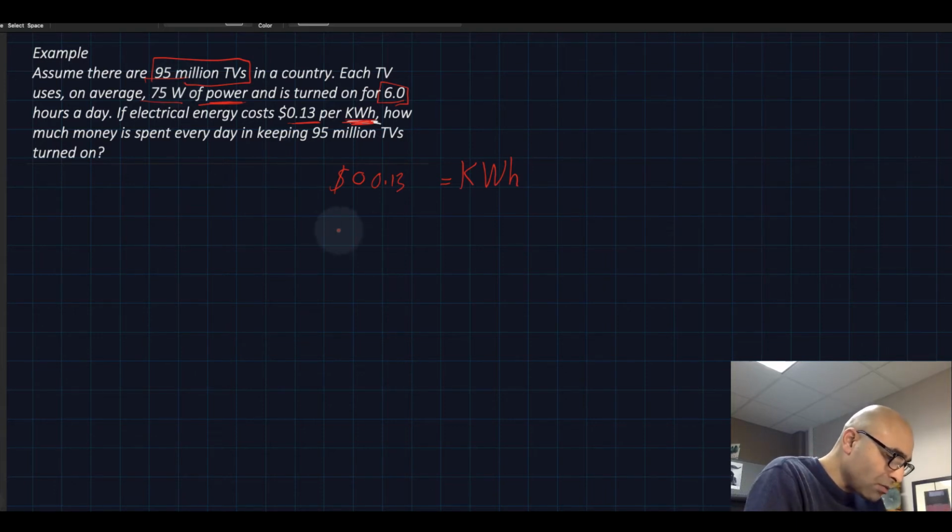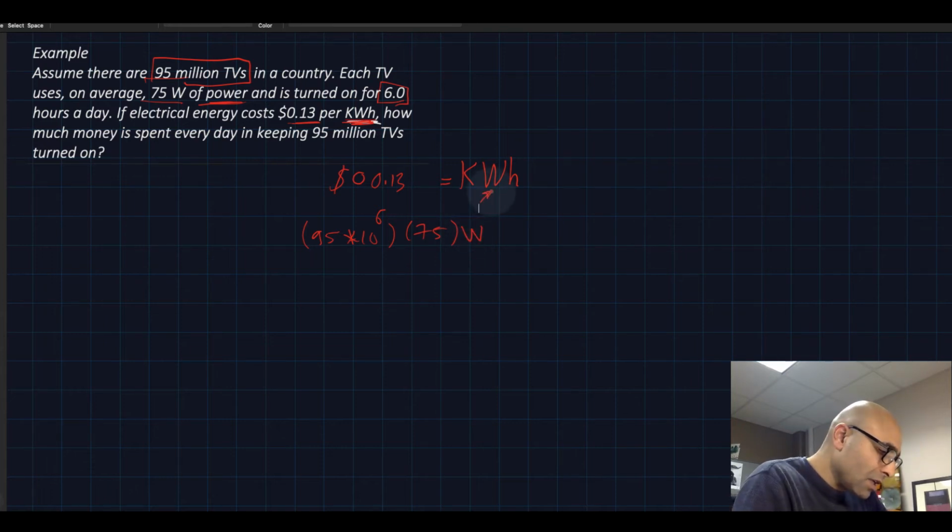So if you come out with this 95 million times 10 to the power 6, that's how much power you have for the 95 million TV sets if you multiply it by the power. That's watt, so I'm going to put here watt. Now, you want to multiply by 6 hours, because each one of them works for 6 hours a day, and we're looking for the day. Okay, so that's 6 hours.